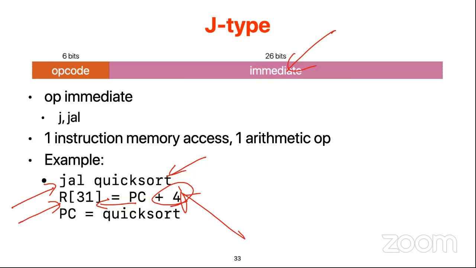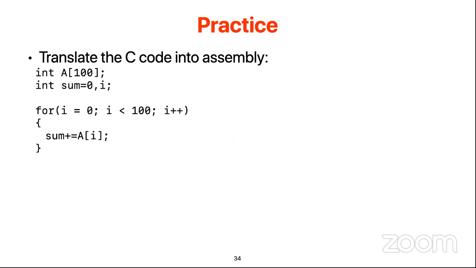And then after we finish storing the return address, we can finally set our PC to quick sort. So that's the JAL instruction. In your homework, you probably have to do something like this. So let me walk through an example. If I want to translate a C code into MIPS assembly, this is what we will do. So this is the C code, and let's say I want to translate it.